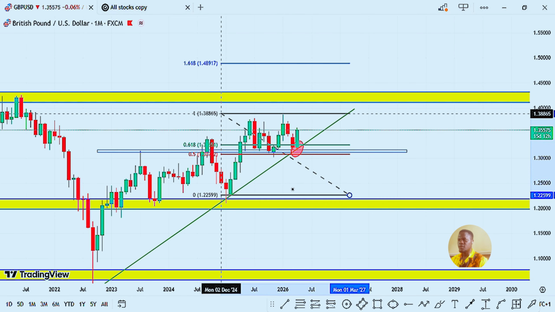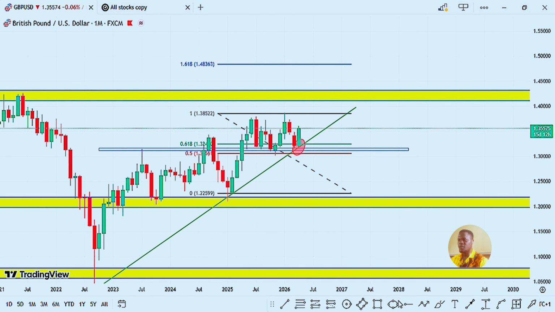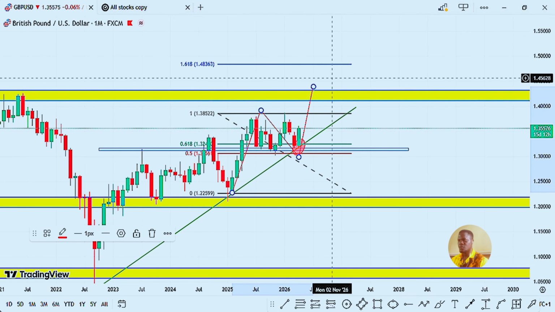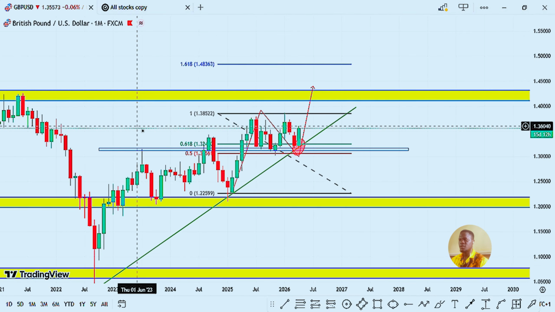Alright, so this is a 55 retracement level. First impulse move, correction, so I might see continuation like this.